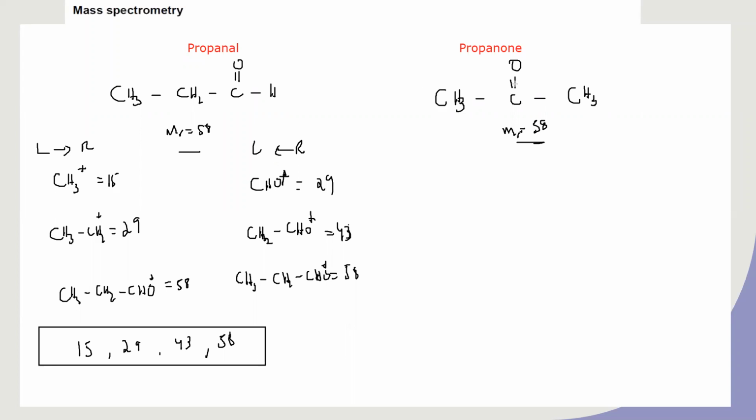And when you check for propanone, first from left to right, you will get a peak at 15, then CH3, CO, so that is 12 plus 16, that is 28, and 28 plus 15, that's 43.